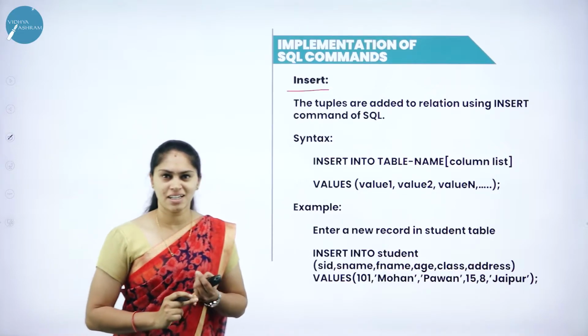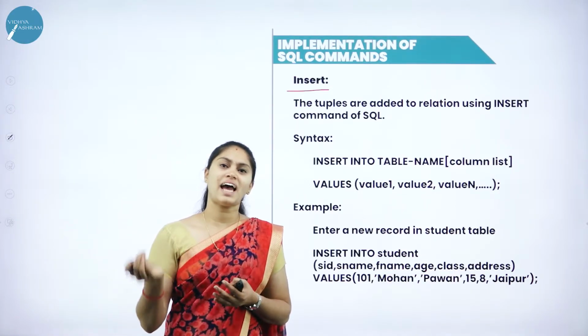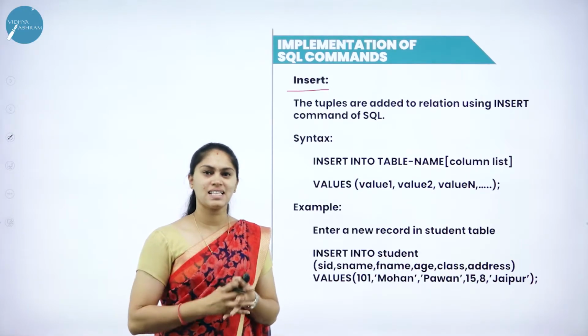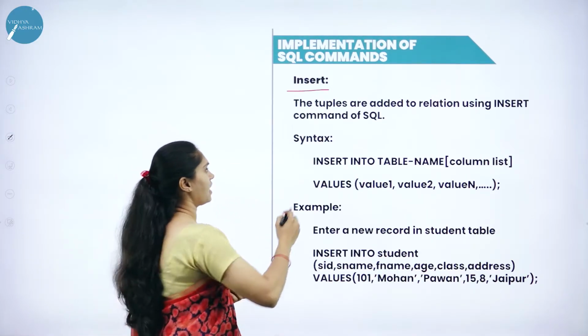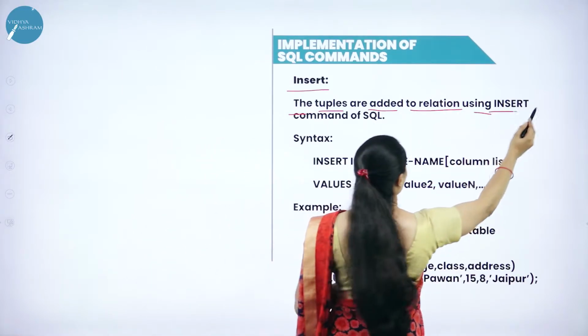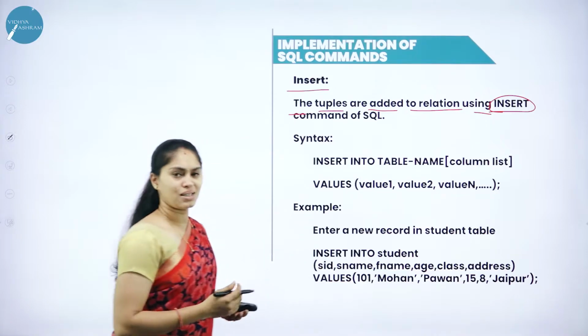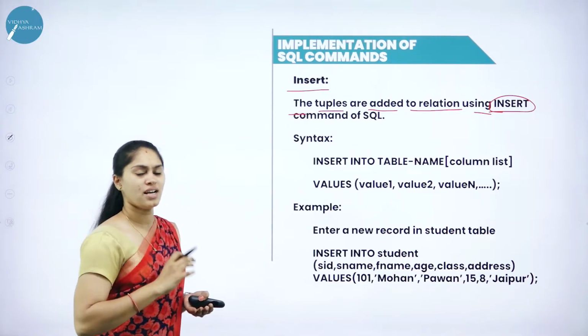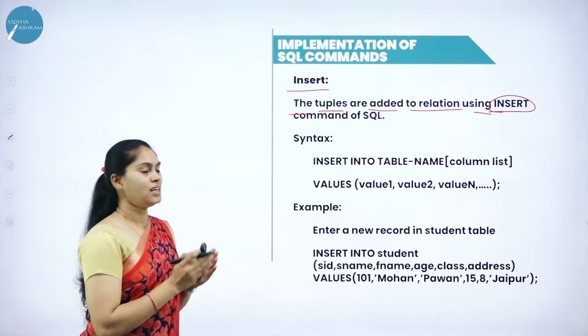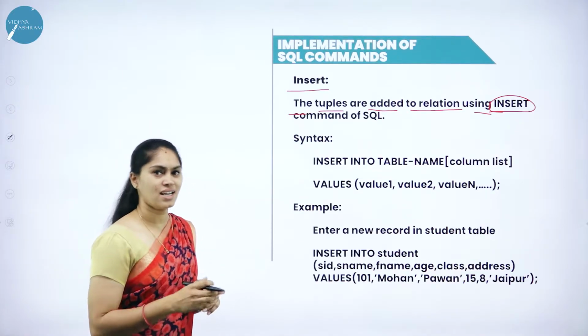So now we created a table. If I created a table, then we have to insert some values to the table. For that purpose, we are going to use this insert command. How we are going to insert then? So the tuples are added to the relation using insert command. So tuples are nothing but records, right? That is rows. So we have to give a data and values to the existing table. That can be done with the help of this insert command.